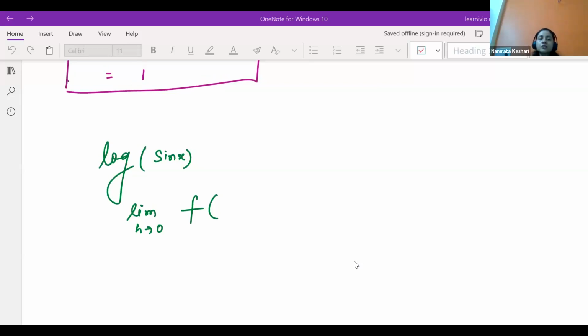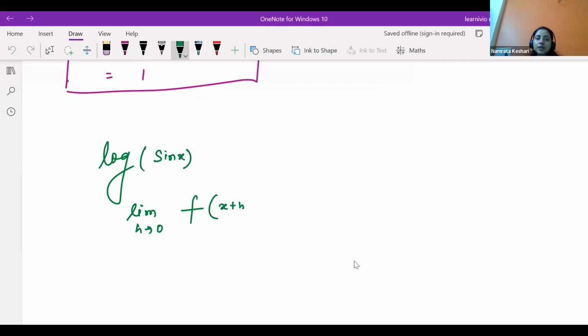So we will be finding it like this: f of x plus h minus f of x over h. At point c, if we find the derivative, the result will be in terms of c. At point a, we will be finding the derivative the way we were finding the continuity at the point. So here at x only, I'm keeping x as it is: f of x plus h minus f of x by h. This is the formula we already know.